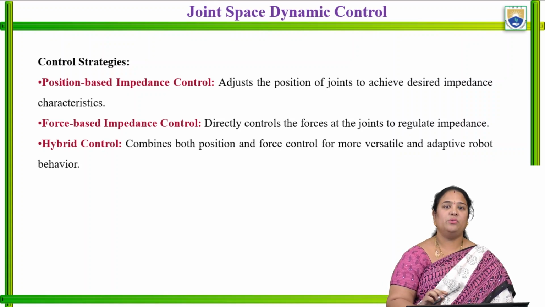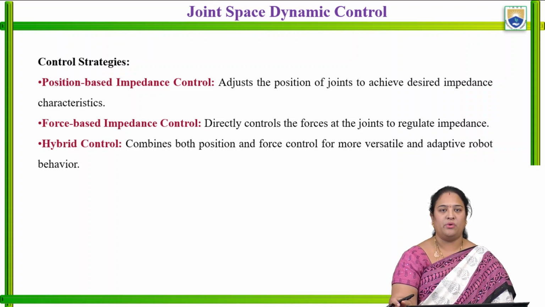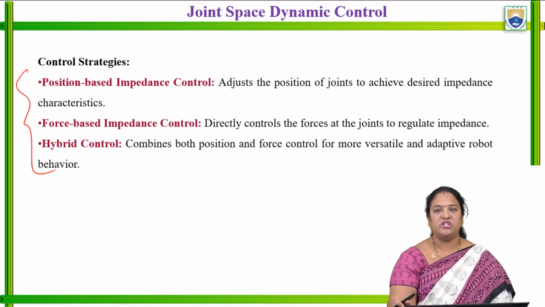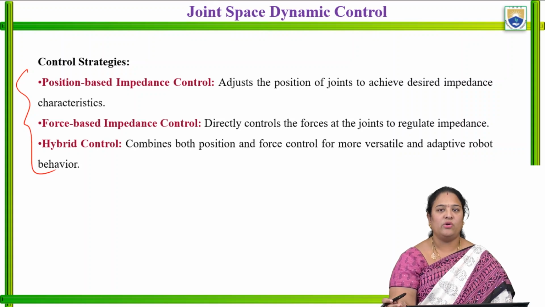Next, coming to the control strategies. How can the robot control itself? That is based on position, or based on force, or based on hybrid control. Here again we have three types of control strategies. One is based on position. We can adjust the position of the joints to achieve the desired impedance characteristics. So based on the adjustment of the position of the joints of the robot's manipulator, we can get the desired impedance characteristics. Or based on the control of the force at the joints, we will get regulated impedance on the robot.